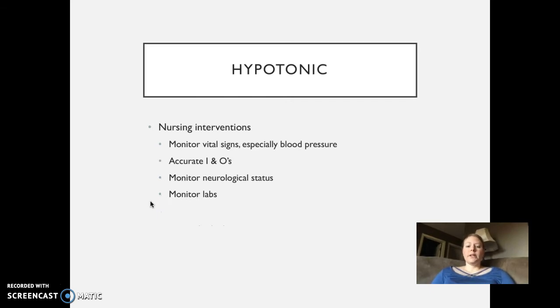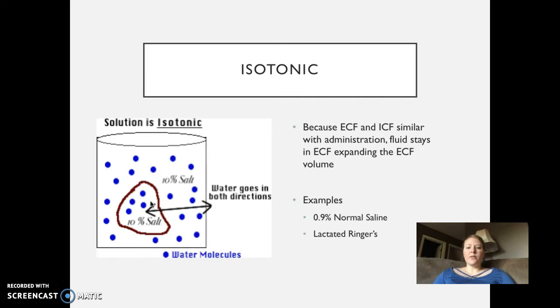Nursing interventions we need to be aware of for hypotonic solutions. Make sure we monitor our vital signs, especially the blood pressure, because it can make your blood pressure drop. You can also monitor accurate I's and O's. Monitor your neurostatus and make sure we're monitoring our labs if that is something that we're trying to correct. Next, let's move on to isotonic.